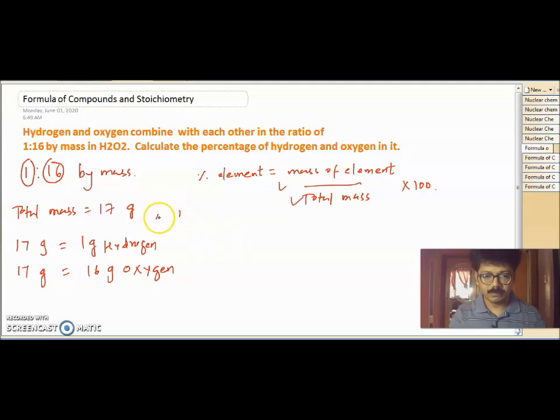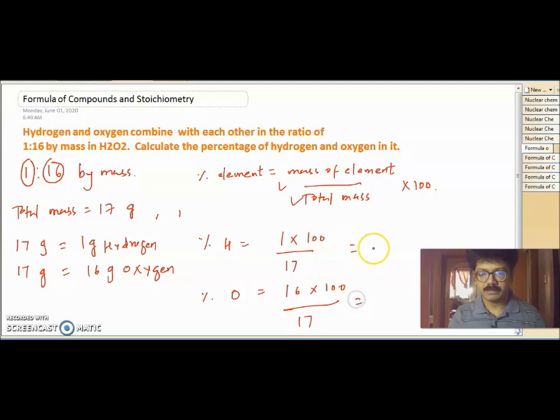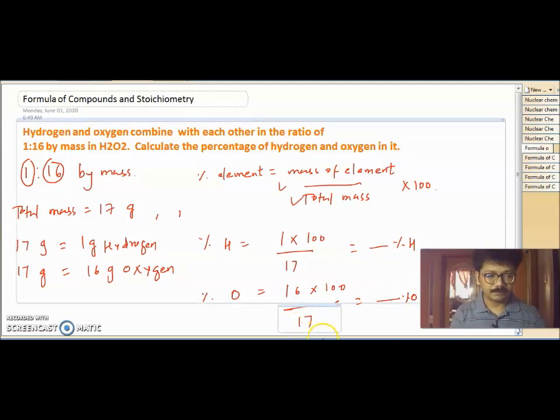What will be the formula for hydrogen percentage? Percentage of hydrogen will be 1 multiplied by 100 divided by 17. And the percentage of oxygen will be 16 multiplied by 100 divided by 17. So you get the percentages of hydrogen and oxygen. That's it. Very simple numerical. Okay, now let's go for the next one.